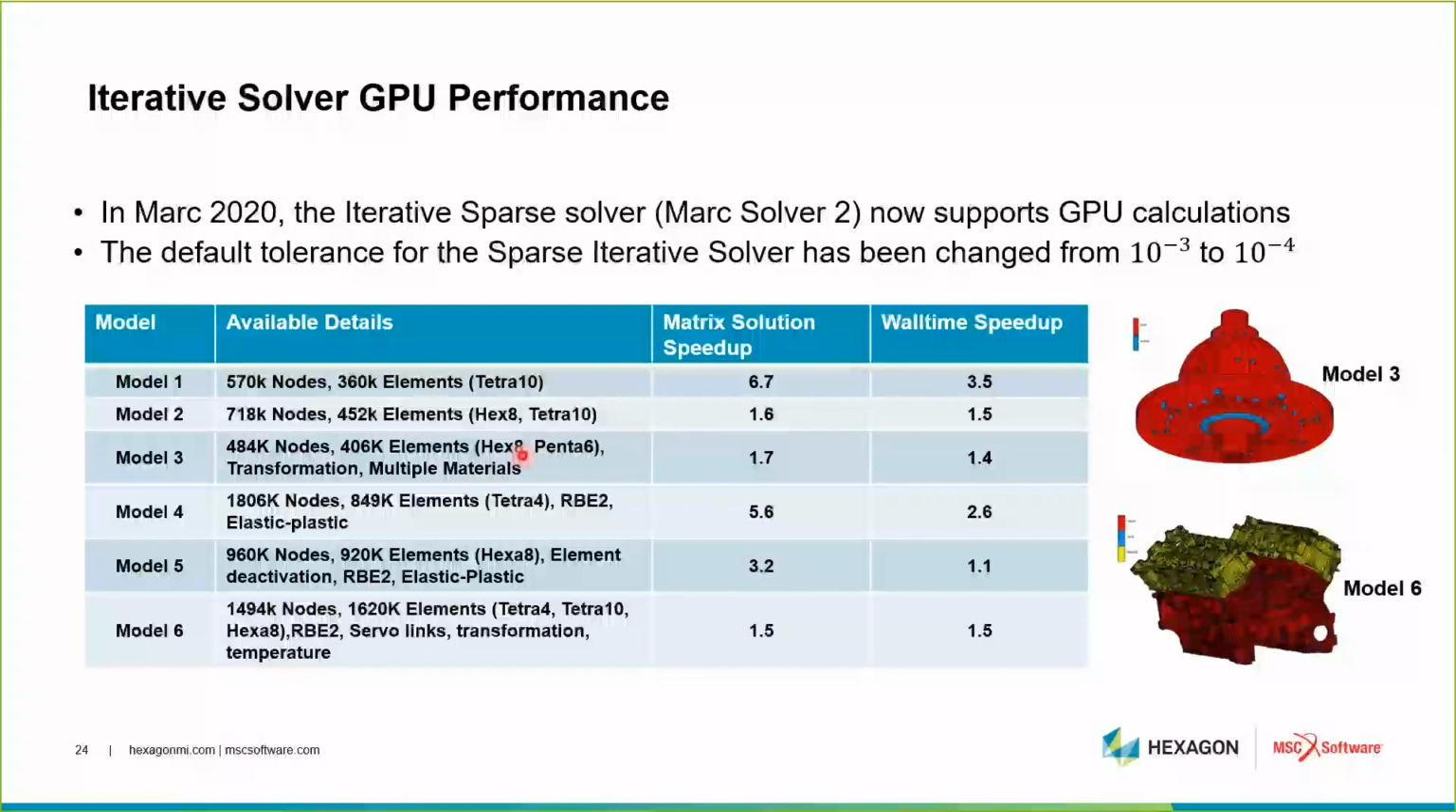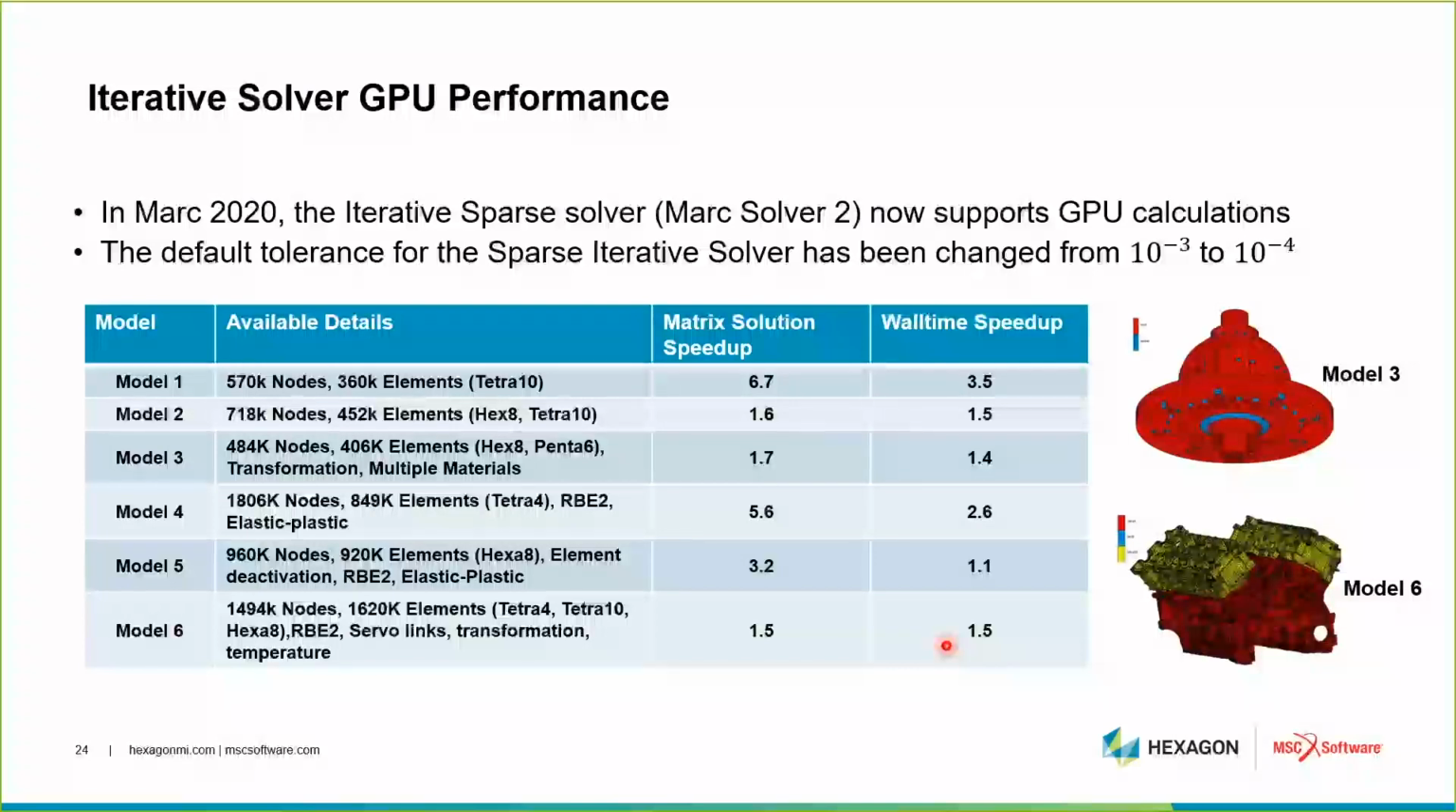I apologize, I don't have a picture of the menu here, but you do now have an option in the iterative sparse solver to turn on GPU calculations. And you can see here some of the behavior we got. Some of the models I can share, some I can't, again because of the proprietary nature of customer-provided models. But here are two of the models. You can see the matrix solution speedup is great. It doesn't directly turn into all of the wall time speedup compared to a single CPU because there are I/O issues or other things associated with the card.